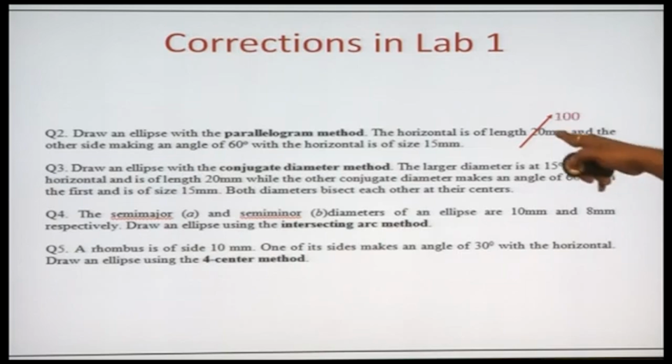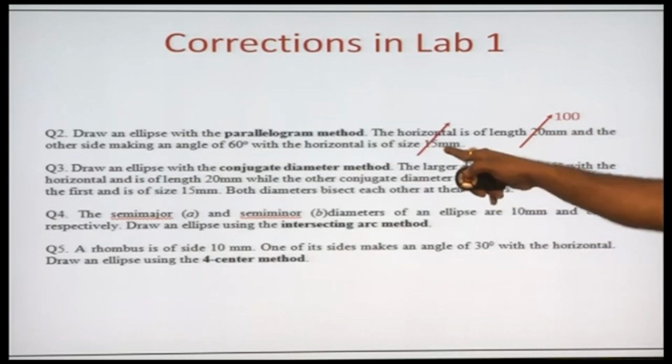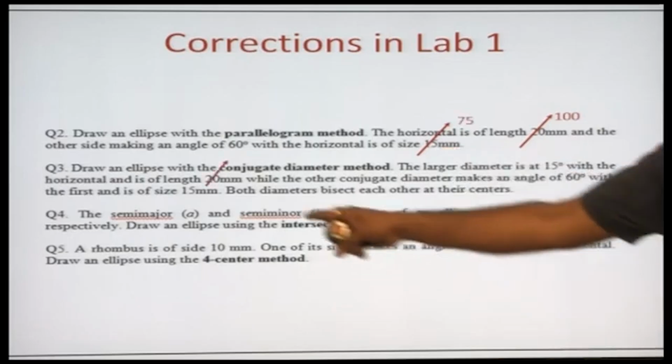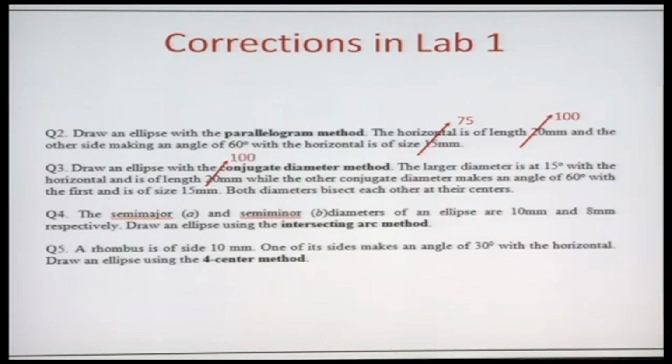Replace 20 mm by 100 mm over here, 15 mm by 75 mm here, over there 20 mm by 100, 15 mm by 75, here 100, so 10 by 100 and 8 by 80, just scale it up, and over there 10 mm by 100 mm. These corrections should help you draw these ellipses better.